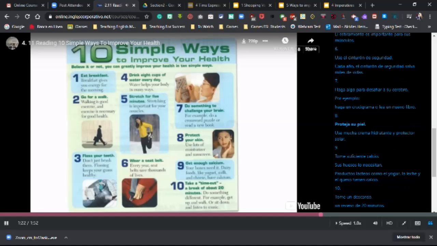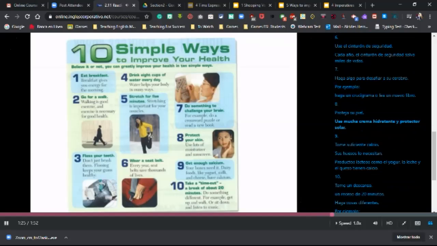8. Protect your skin. Use lots of moisturizer and sunscreen.